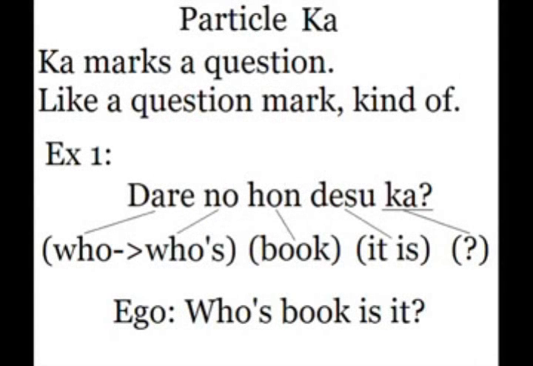Now we're going to head into the particle ka. Ka signifies question in a sentence. It's very simple. You put ka at the end of the sentence and it's like a question mark. For example, 誰の本ですか? 誰 is who. We're using dare with no to show possession of the book, and then we follow it with desu ka, with ka signifying a question. So whose book is it?